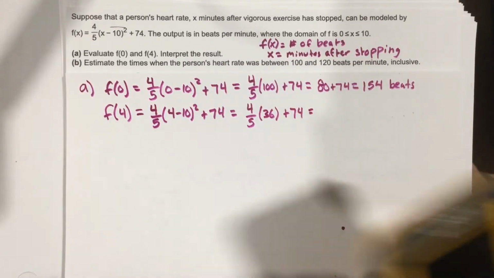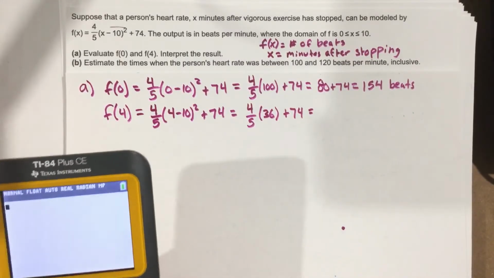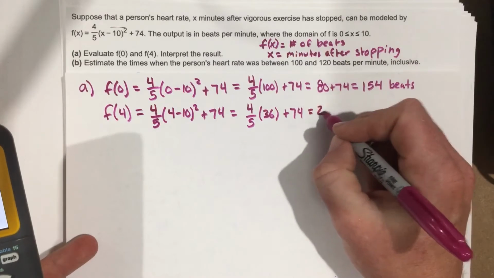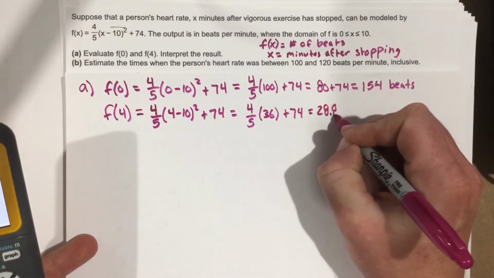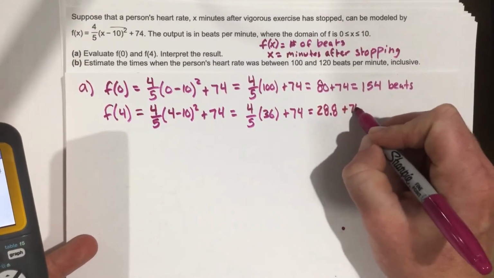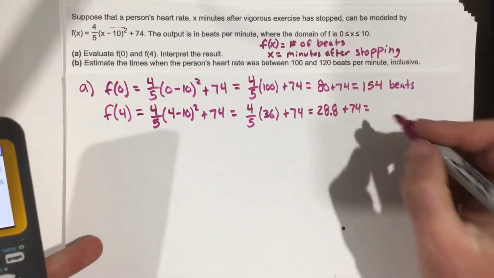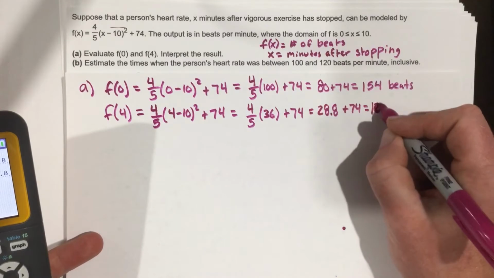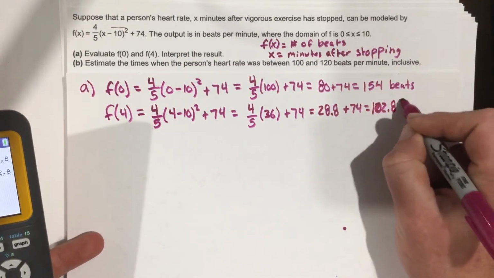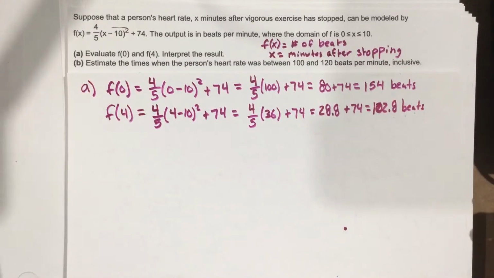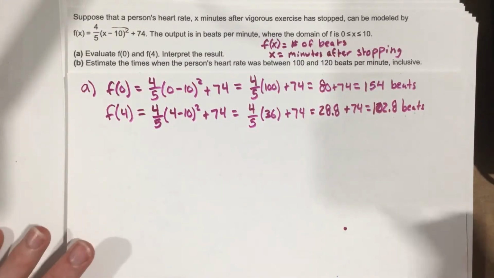4/5 of 36. So 0.8 times 36 is 28.8, plus 74, so 102.8 beats. So 4 minutes after exercise, they've lost about 50 beats per minute, right? So their heart's starting to calm down a little bit. So that's the interpreting part.